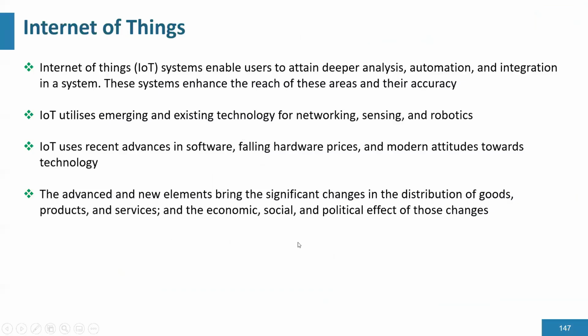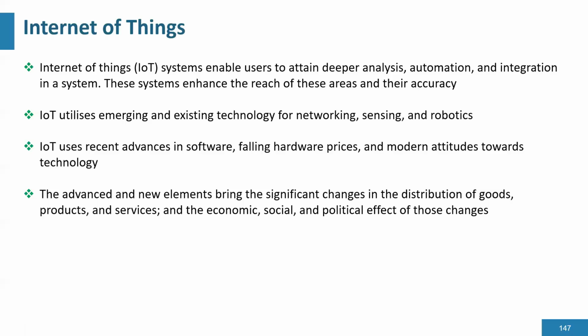Now let's see the importance of Internet of Things and how it can be enabled together with blockchain technology. The Internet of Things system basically acts as an enabler for users to attain deeper analysis, automation, and integration in a system. These systems help you enhance the reach of these areas and their accuracy. Internet of Things devices can be as small as the sensors in various kinds of machines, and they can be even more sophisticated as well.